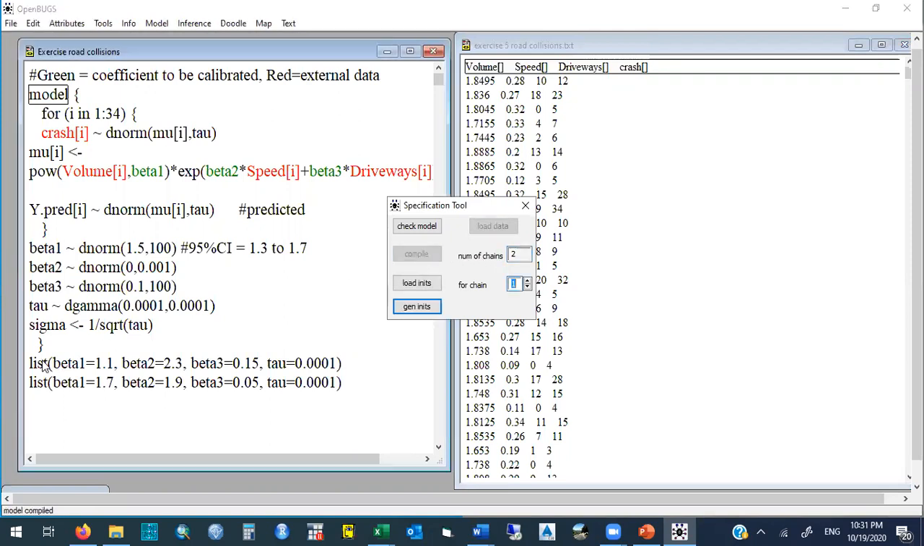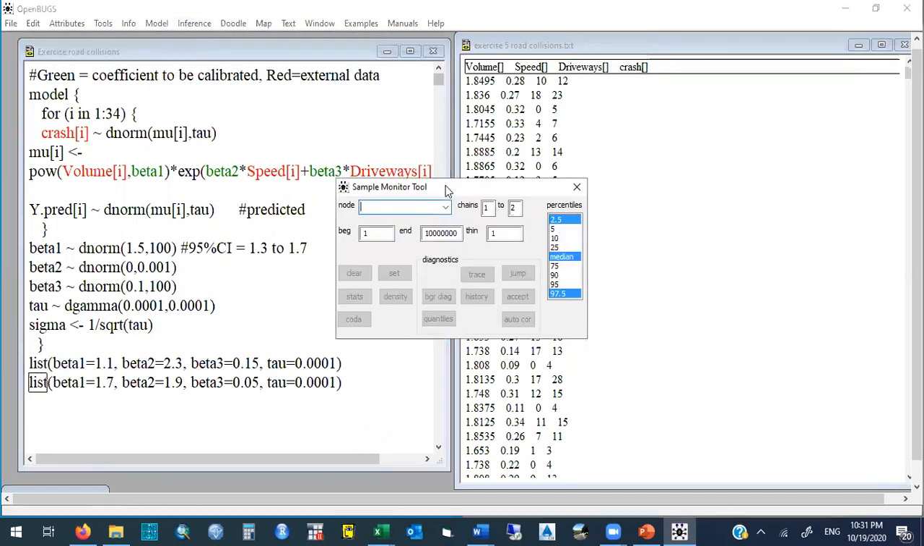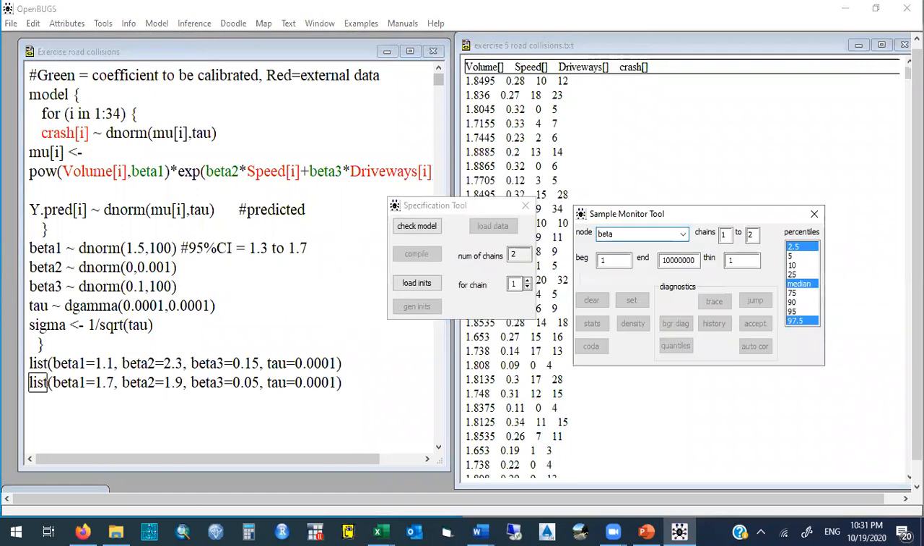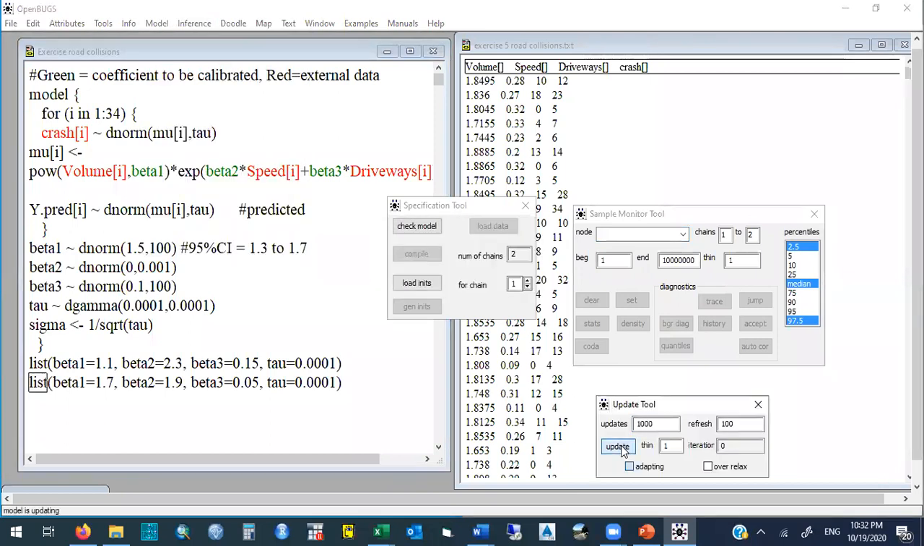I'm just repeating the same. It's a three step: model, data, and then the chains. Then I need to go and define the samples again. In this case, I'm only interested in beta two, but anyway, let me put beta one, beta two, beta three. And I need to update the model now. But it's going to take longer for convergence. In the meantime, ask me questions because I'm running 100,000 times.